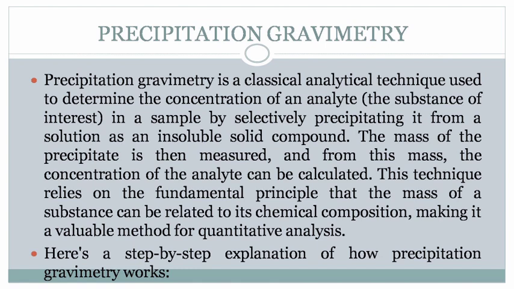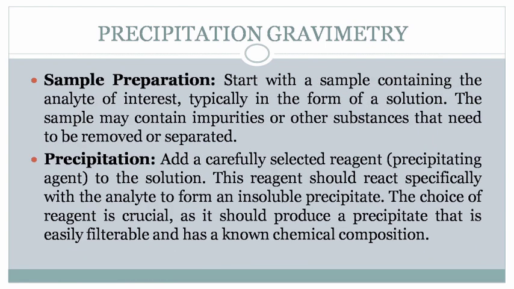Here's a step-by-step explanation of how precipitation gravimetry works. First, sample preparation. Start with a sample containing the analyte of interest, typically in the form of a solution. The sample may contain impurities or other substances that need to be removed or separated. Second, precipitation.